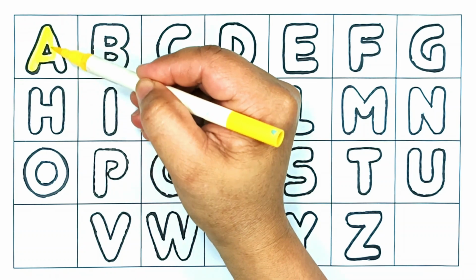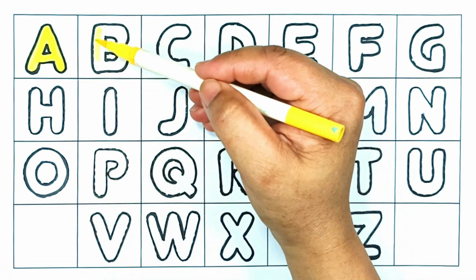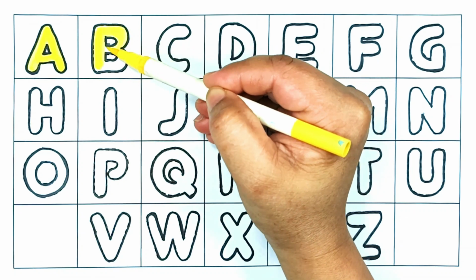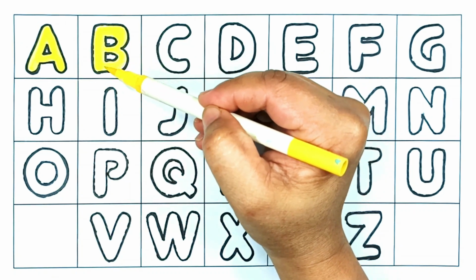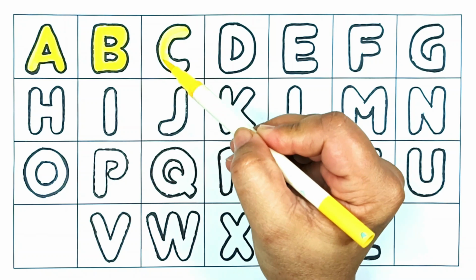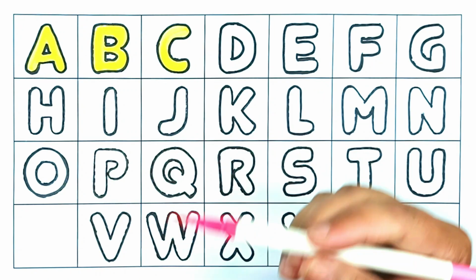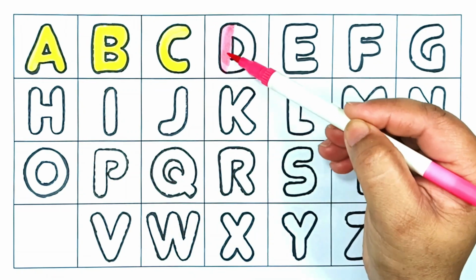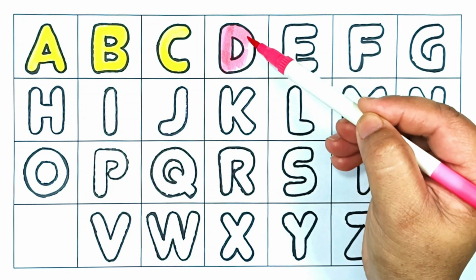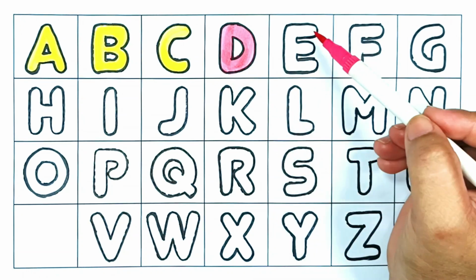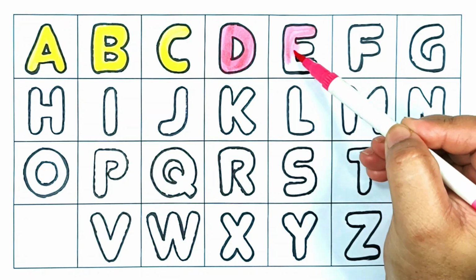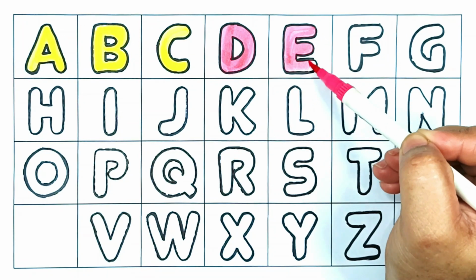A for apple. A for apple. B for ball. B for ball. C for cat. C for cat. D for doll. D for doll. E for egg. E for egg.